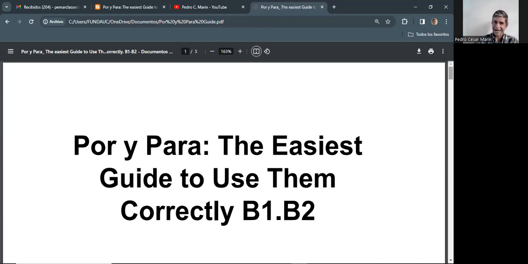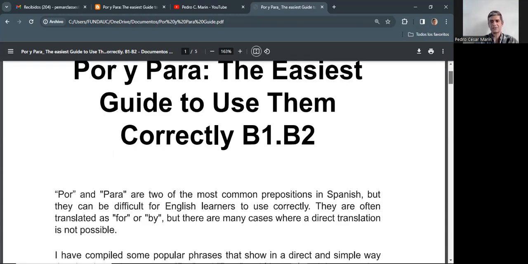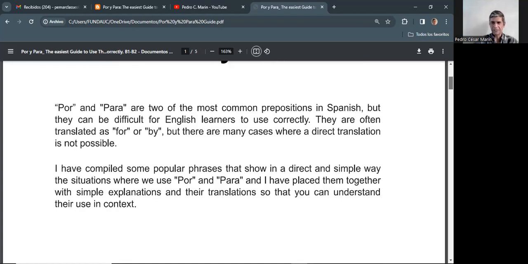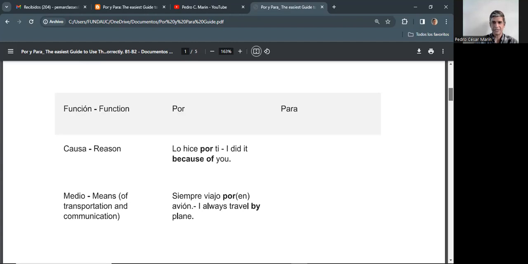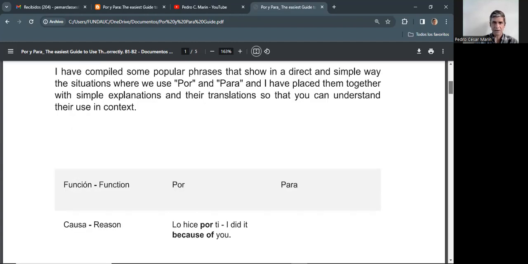So I also have the lesson on my blog, the easiest guide to use them correctly, por y para. We know about this. They are very common prepositions and you need them every day in every single conversation. Yes, we know that. Now we have to learn how to use them.